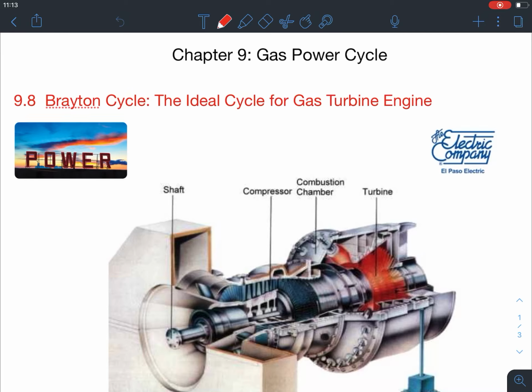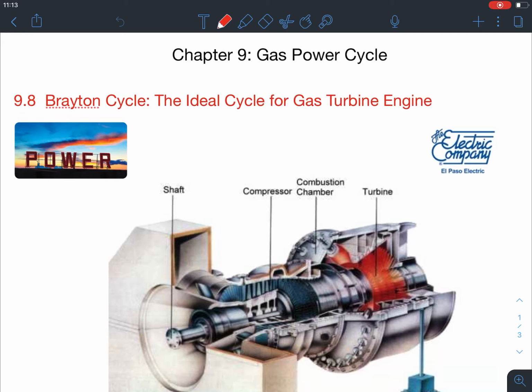Today we are going to talk about the gas power cycle, topic 9.8, particularly the Brayton cycle. Just like the diesel cycle or the Otto cycle, we'll derive the efficiency equation. We'll see what the efficiency equation for the Brayton cycle is.